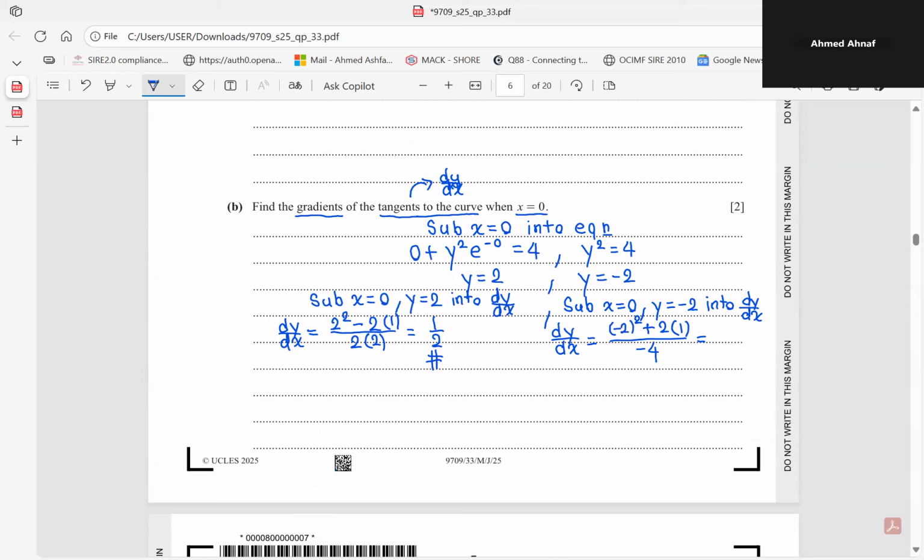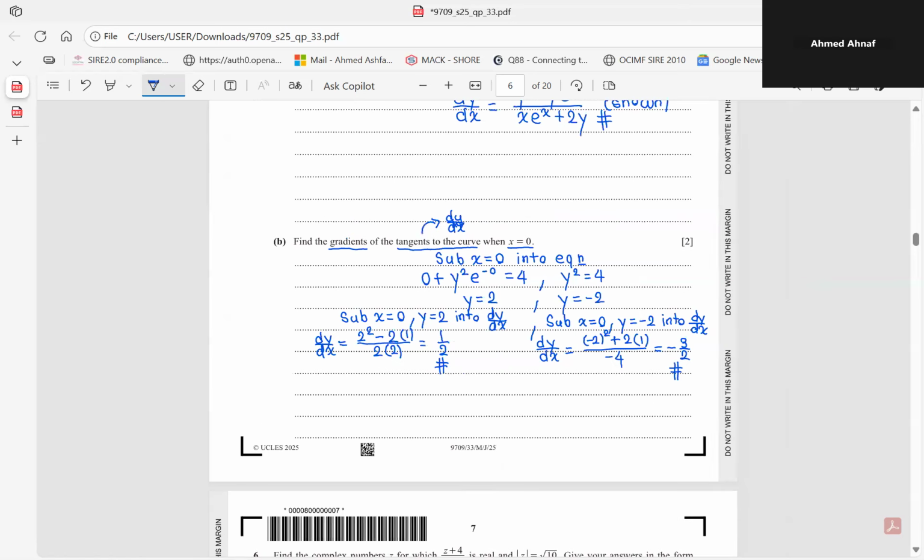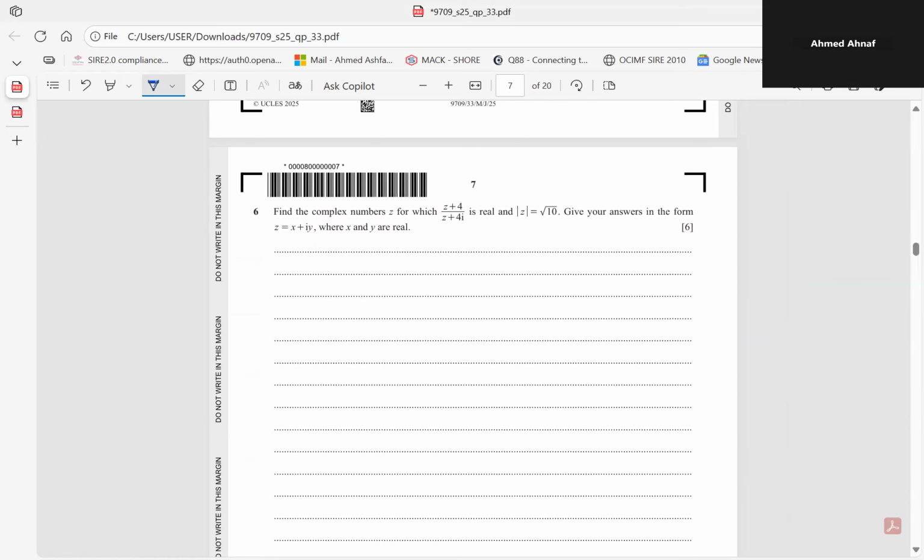So putting all this into a calculator, you get minus 3 over 2. So this is our final answer for this part, as well as the entire question. So half and negative 3 over 2. Let's head on to the next question.